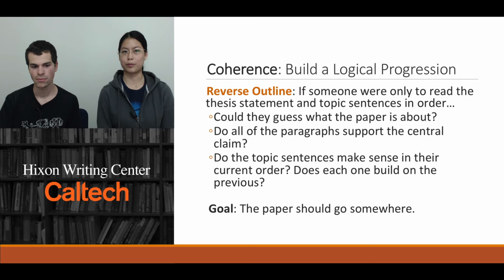Now that we have the basic pieces in place, we want to think about the logic of the argument. One technique we can use to check the logical flow of the paper is by reverse outlining. If you read the thesis statement and the topic sentences in order, does it give an accurate outline of your overall argument? Are any of the paragraphs off topic or out of order? A common mistake is to repeat the same general point with several examples in different paragraphs without developing the argument further. Instead, every new paragraph should offer new insights and build on the previous one.